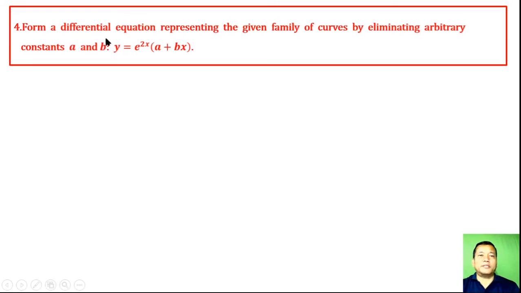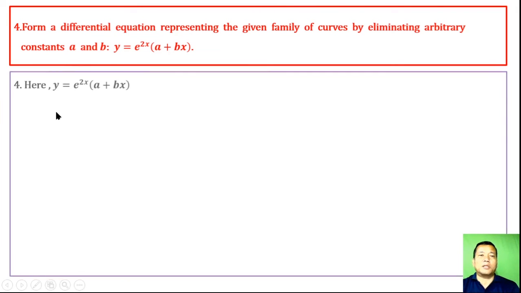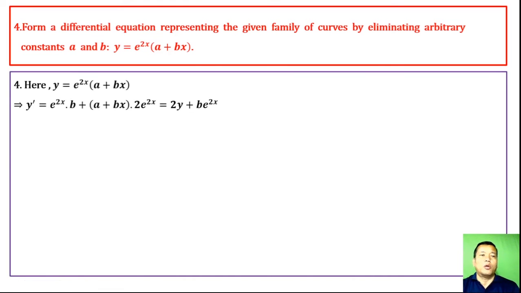4. Form a differential equation representing the given family of curves by eliminating arbitrary constants a and b. Differentiating both sides with respect to x, we get 4y y dash, and apply the product rule on the right side: first function unchanged into derivative of the second, plus second function unchanged into derivative of the first. The derivative of e to the power 2x is 2 times e to the power 2x.